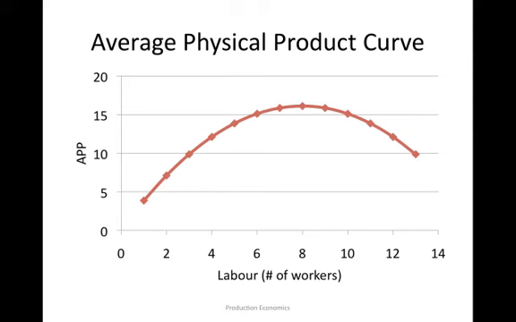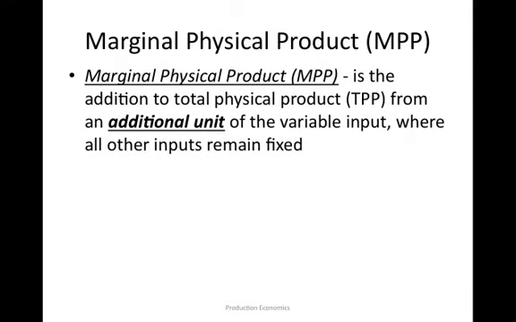Another measure that we use to capture the relationship between inputs and outputs is marginal physical product, or MPP. Marginal physical product is simply the addition to total physical product from an additional unit of the variable input, where all other inputs are fixed. So this is really about the change in output that comes about from a small change in inputs, in fact, a 1 unit change in the variable input. So we can capture MPP as the change in output arising from some change in input.